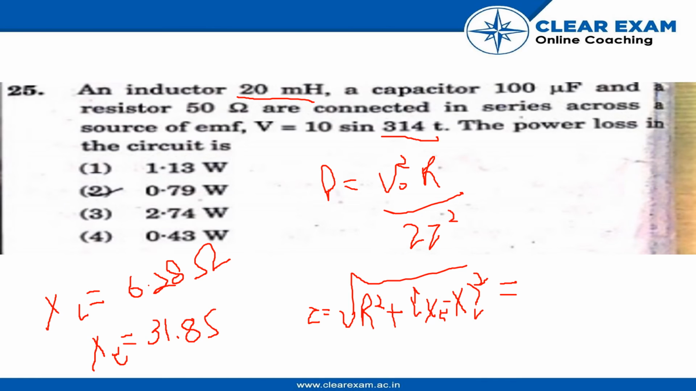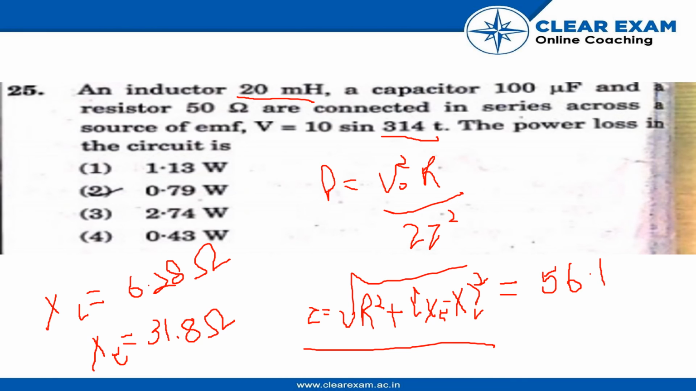Now we got the value of XL and XC. Now with the help of this, we will find the value of Z. And Z is equal to the square root of R square plus XC minus XL whole square. We know the value of R, that is 50 square, XC minus XL, 31.8 minus 6.28 whole square, and this will give us the value of Z to be 56.1.